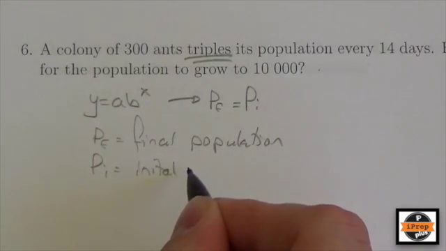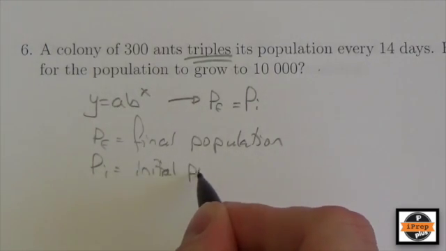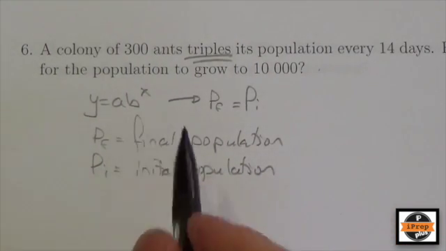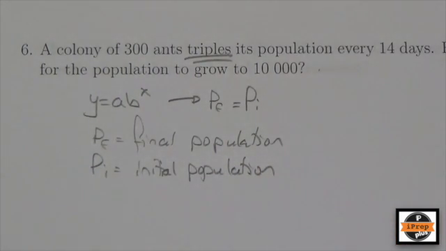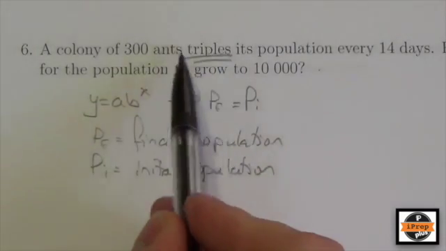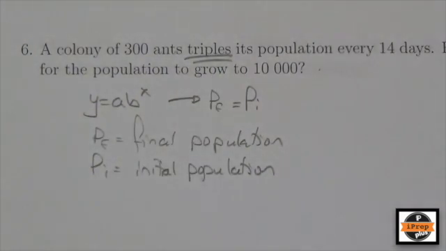Okay, initial population. Now the question is, what do we do about the b here? I used the compound interest equation before for population growth because it's such a good model for that. However, it's a little awkward to use when you talk about growth in terms of doubling or tripling, where we've actually got this multiplicative factor that's larger than just a percentage.